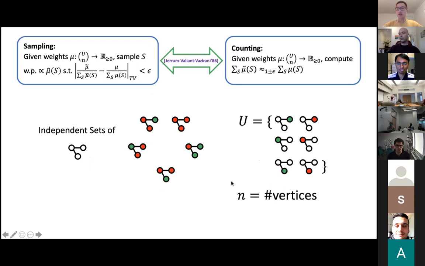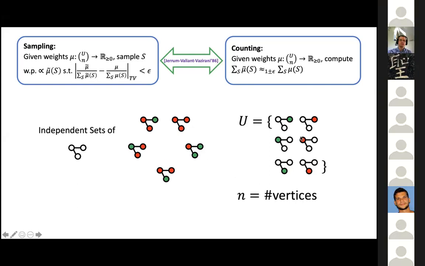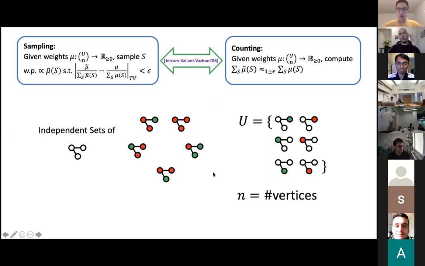Let's consider, for instance, independent sets of a graph. Here, I want to think of an independent set as being a coloring of the vertices with 2 colors, where the green vertices are the vertices in the independent set, and the red vertices are the vertices out of the independent set. Now, in this case, the dimension n is just the number of vertices because you have to color every single vertex. And then the ground set U is just the collection of all vertex color pairs. Okay, so in this case, there are 2n many.